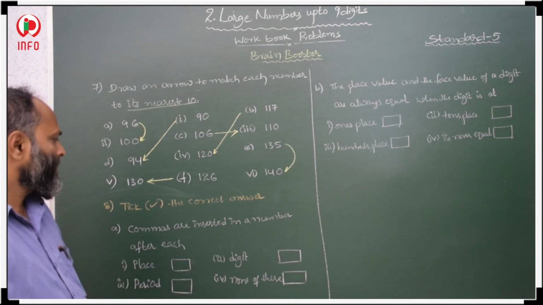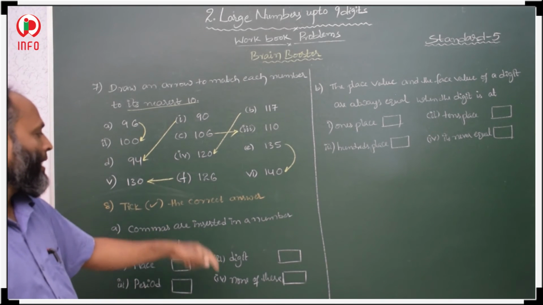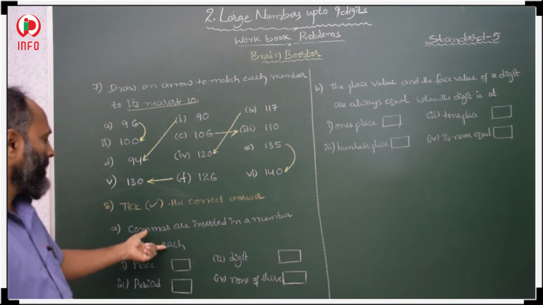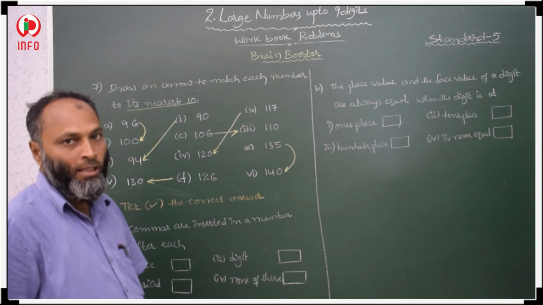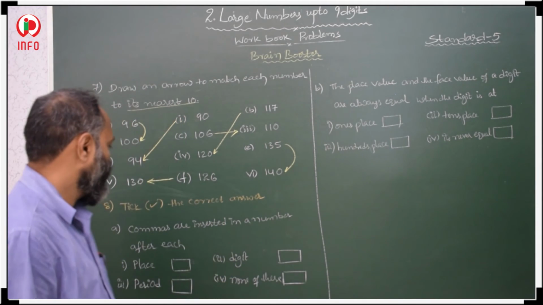Commas are inserted in a number. Here, tick the right answer, the correct answer. Here for each question 4 options are given. In those 4 options, we have to mark, tick, whichever one is correct.